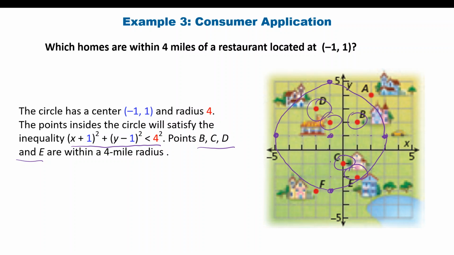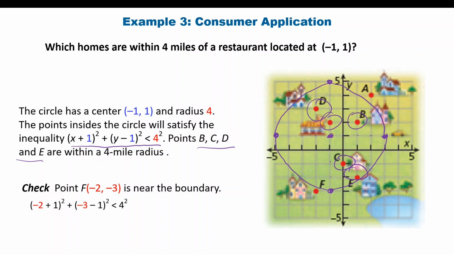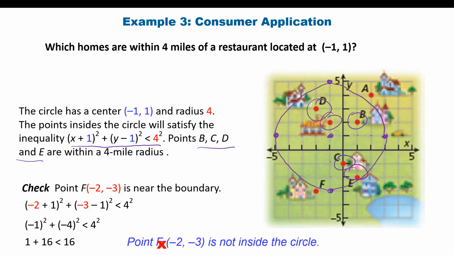But let's talk about something else. Let's talk about point F. It seems to be outside, but I just want to make 100% sure. So point F is found at -2, 3, so we could just fill that in and substitute into our equation. And when we do that, we find that 1 plus 16 is less than 16. No, that is not true. So that tells us that point F is not inside the circle. And I just want to point out again, this is our center that they originally gave us, okay?